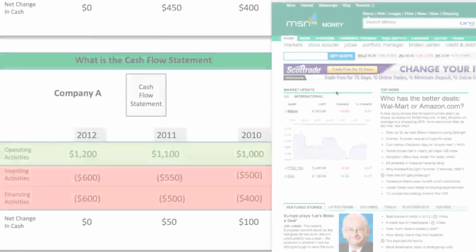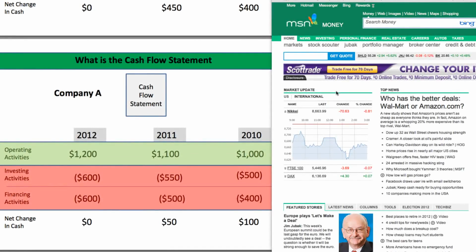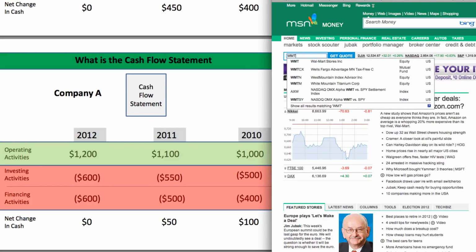So let's get started. On the left-hand side of the screen, I'm going to leave up the slide from the very last lesson that we just did, just to remind you that the operating activities are what we're looking to be in the green, and the investing and financing activities on the cash flow statement are what we want to see in the red. So let's pull up a good example of a cash flow statement, and I'm going to pull up Walmart in order to demonstrate that.